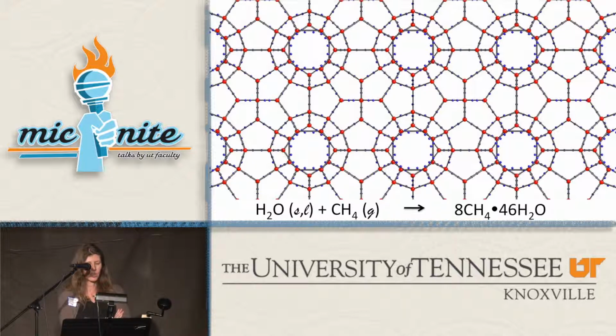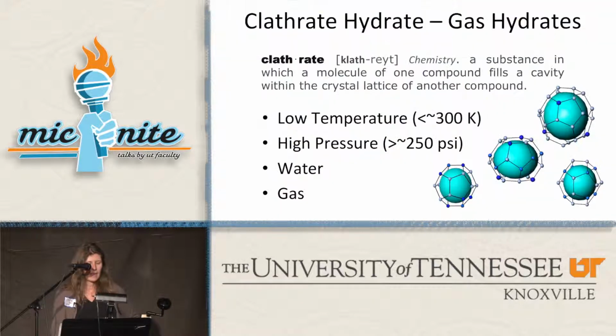This crystalline structure consists of an ice-like host lattice forming large polyhedral cages where the guest gas molecules are occluded. Gas hydrates are also called clathrate hydrates, and in chemistry it is defined as a molecule of one compound, the guest molecule, filling a cavity within the crystal lattice of another compound, here the ice-like host lattice. To reiterate, we need H2O, low temperatures, modest to high pressures, and any one of a variety of guest molecules.